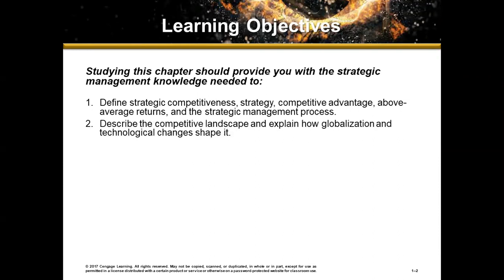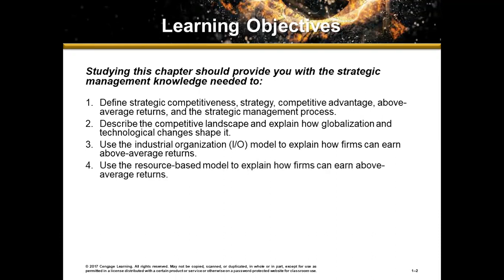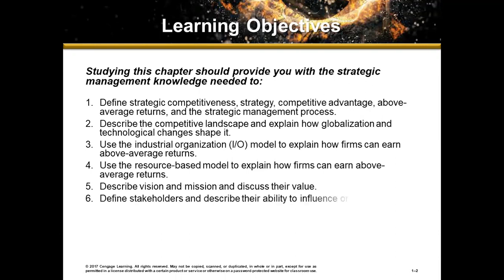We are going to describe the competitive landscape and explain how globalization and technological changes shape it. We are also going to use the industrial organization or IO model to explain how firms can earn above average returns. The fourth objective would be to use the resource-based model to explain how firms can earn above average returns. The fifth would be to describe vision and mission and discuss their value.